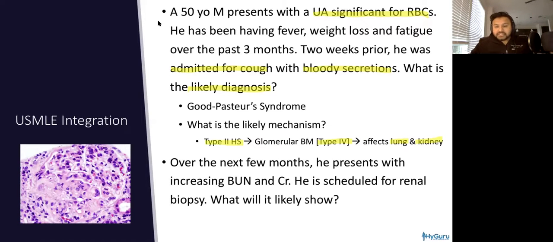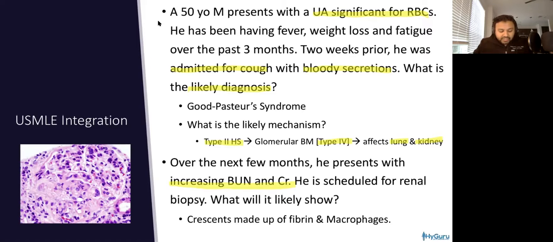Now, over the next few months, the same patient presents with very bad kidney function and increasing BUN and creatinine. He is scheduled for renal biopsy. What is it likely going to show? And so you recognize that patients who have, for example, this pauci-immune glomerulonephritis, or what we call this anti-GBM antibody disease, Goodpasture syndrome, they can get what we call rapidly progressive crescentic glomerulonephritis. And these crescents are going to be made up of two things: fibrin and macrophages.